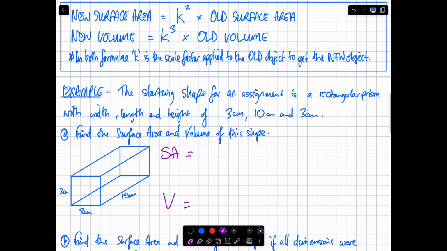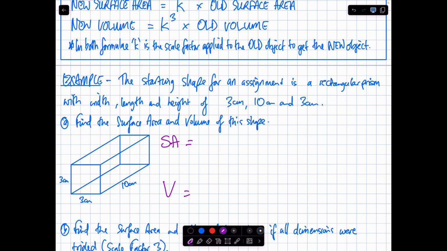All right, let me show you. The starting shape for an assignment. There is a reason why I'm doing this example, because it's very similar to what you need to do in your assignment. The starting shape for an assignment is a rectangular prism. The width, length, and height are 3 by 10 by 3. Find the surface area and volume of this shape.